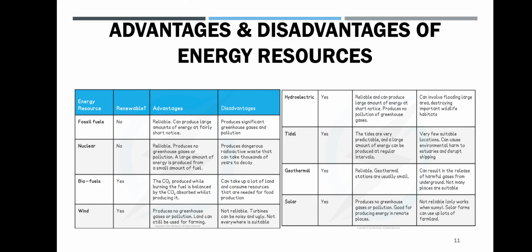Next up we have the advantages and disadvantages of energy resources, and this is the last subtopic for this unit. So now you need to be familiar with these energy resources, which ones are renewable, which are non-renewable, and their advantages and disadvantages. Remember that this content is required for paper 2, not for paper 1. Now fossil fuels are not a renewable energy resource. However, it is reliable and it can produce large amounts of energy at fairly short notice, but it also produces significant greenhouse gases and pollution.